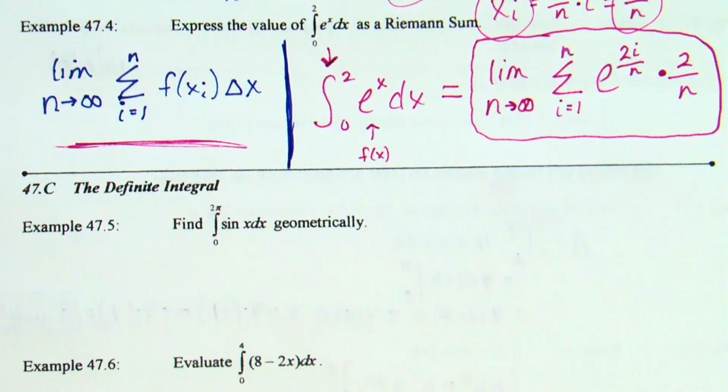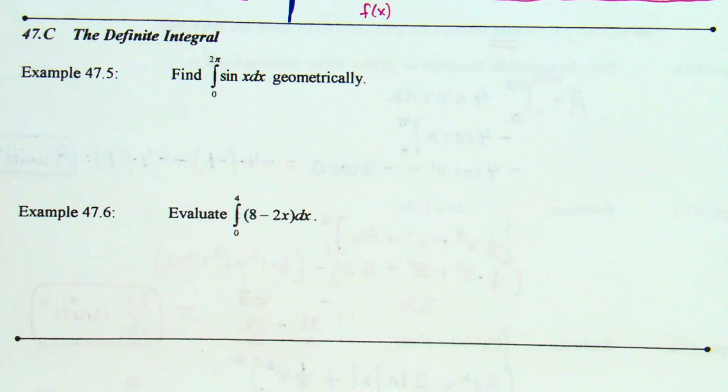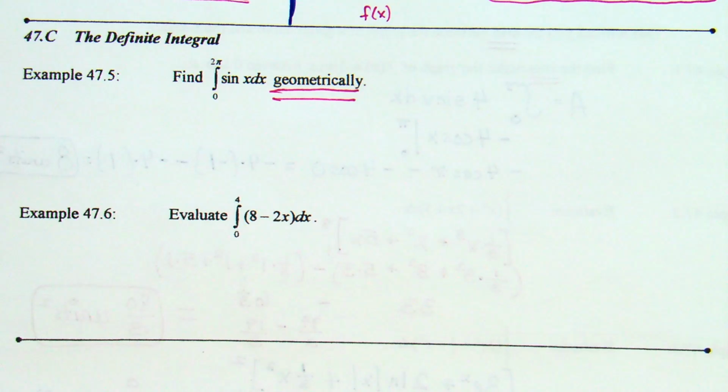Okay. Let's look at example C. Officially, they call this the definite integral. What we're going to look at is ways to do this besides just the fundamental theorem of calculus, so besides doing the f of b minus f of a. Notice on example 5, it says to find this integral, how? Geometrically. Okay.